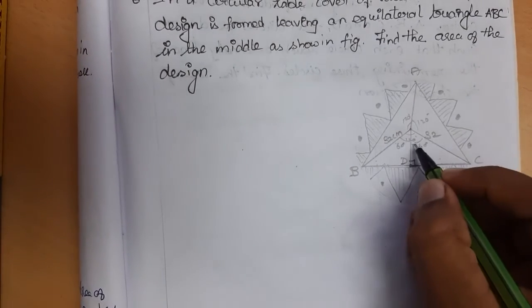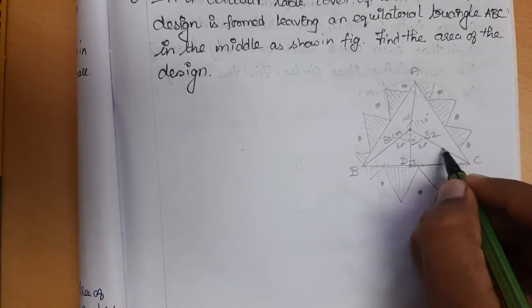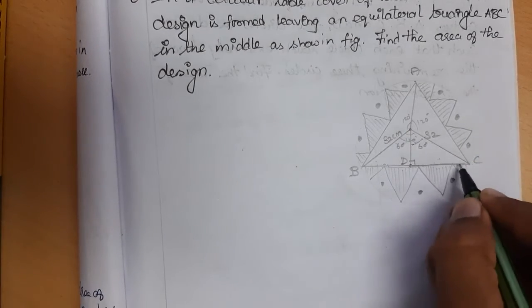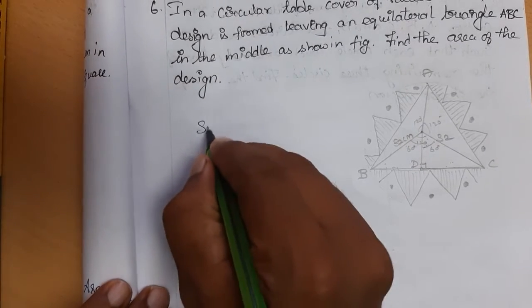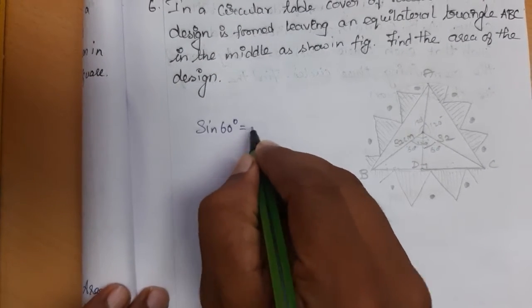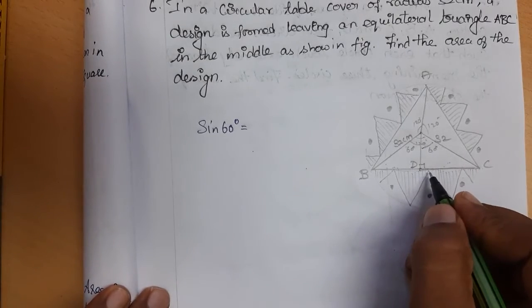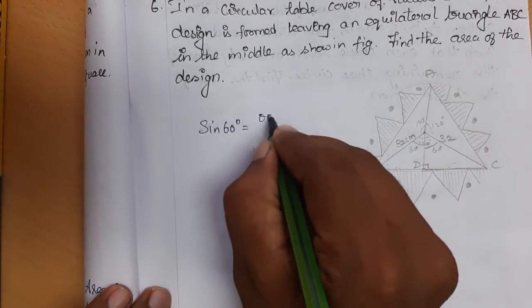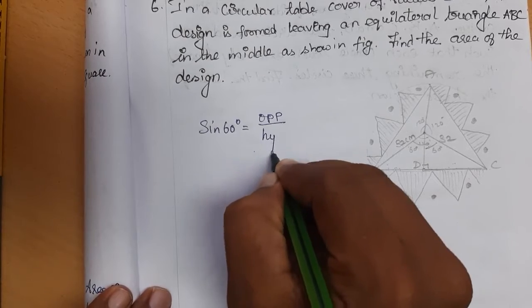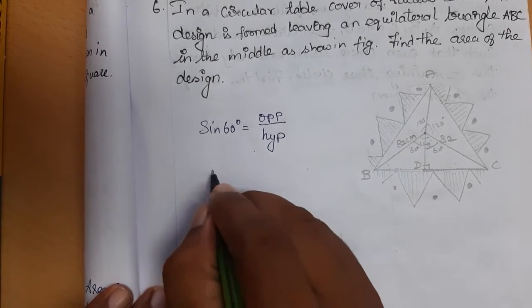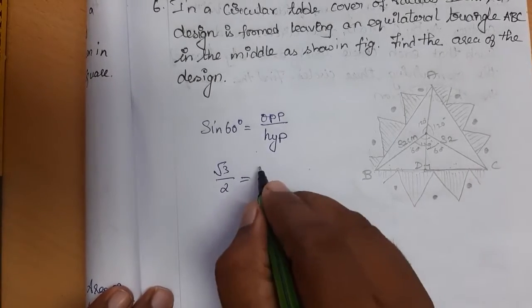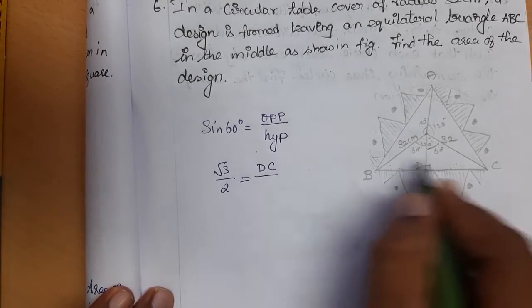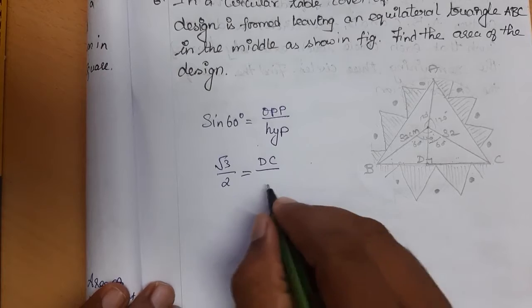So now what is this? This is 60 degree, and we have a hypotenuse, and we need to find the opposite. So hypotenuse and opposite forms a sine, right? So sine 60 degree is equal to opposite by hypotenuse. So sine 60 is square root of 3 by 2 is equal to opposite, which is what we have to find, that is DC, divided by hypotenuse, which is 32.